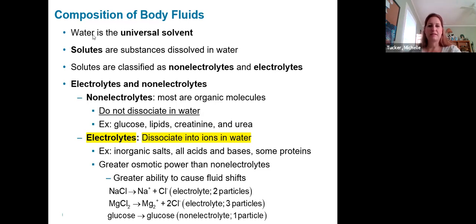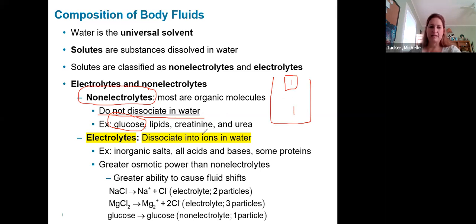Solutes are the substances dissolved in water. There are two classifications of solutes. The first are non-electrolytes. Most of them are organic molecules. They just do not dissociate in water. The prime example of a non-electrolyte is glucose. So if you take a beaker of water and you drop a sugar cube into the water, the same number of glucose molecules in the sugar cube will be the same number of molecules in solution. So it's a 1-to-1 ratio.